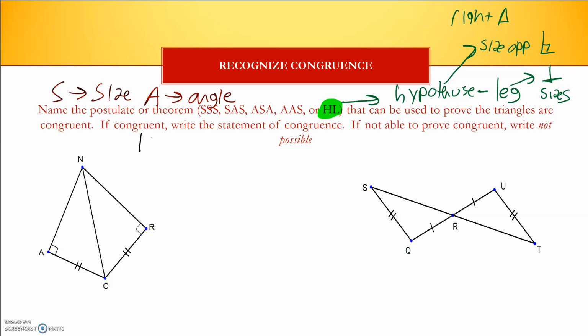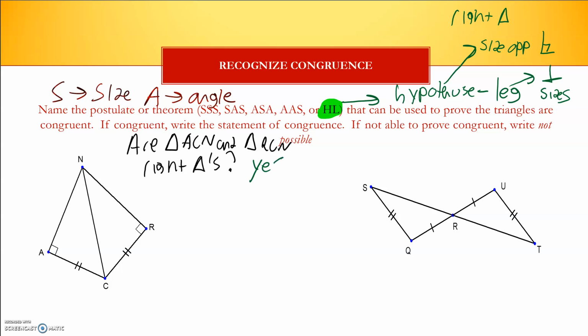The first thing we have to ask is, are triangles ACN and RCN right triangles? And the answer to this, of course, is yes. We know that angles R and A are right angles. Okay, so everything's in play here. We could have any of the four usual ones or HL.